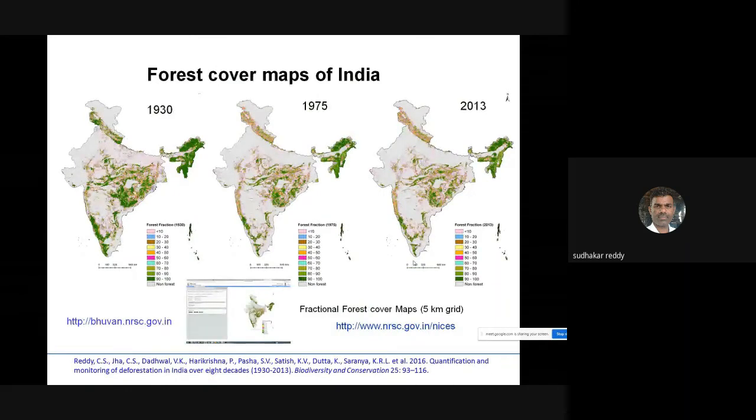And in the NRSC Bhuvan web portal, we have uploaded the data of the fractional forest cover of 1930, 1975, and 2013. So whoever is interested can make use of this data to assess and monitor the changes that have happened with reference to the forest cover in their own areas.